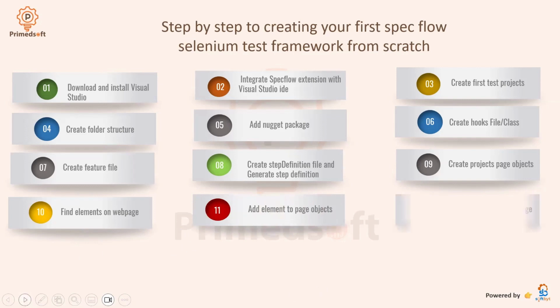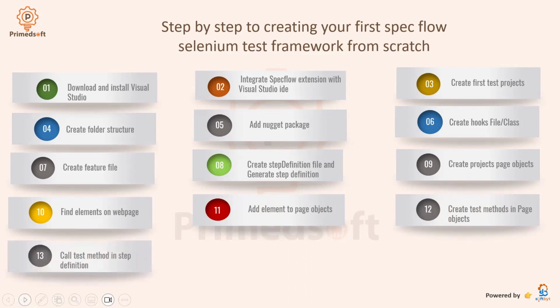And after that, add the element to your page object. I've explained that. Once you've added that element to your page object, you create your test method in your page object. You can also decide to store your element in a different class and also create your method in a different class. But you now need to know how to link them so that they can interact with each other. Okay, so after that, the next thing you need to do is those methods that you've written in your page object, you call those methods in your step definition.